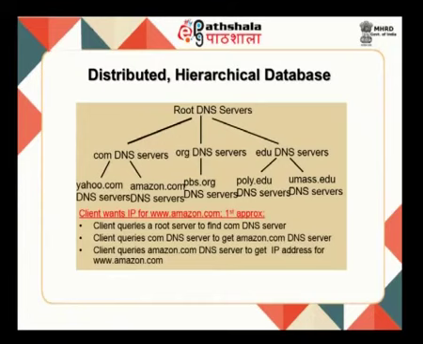Whoever has many addresses will actually maintain their own DNS service. Supposing a client wants to identify the IP for www.amazon.com. What it does is the client first queries the root server to find the com DNS server. Here the domain name is given as www.amazon.com. So, first it takes the top level domain com.